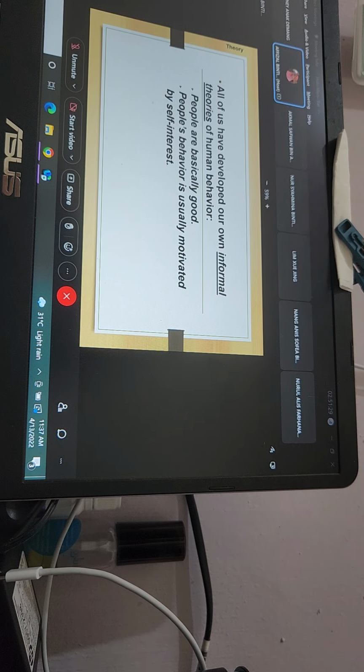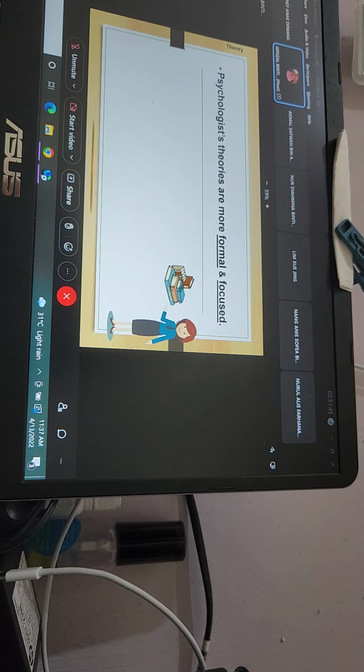This is an example of the theory, but this is very informal. People are basically good. That is part of the theory. People's behavior is usually motivated by self-interest. That is also theory, but it's very informal, with no empirical evidence. Okay, go on. Psychologists' theory or any theories. It's not only psychologists, but biologists, chemists, anthropologists, criminologists.